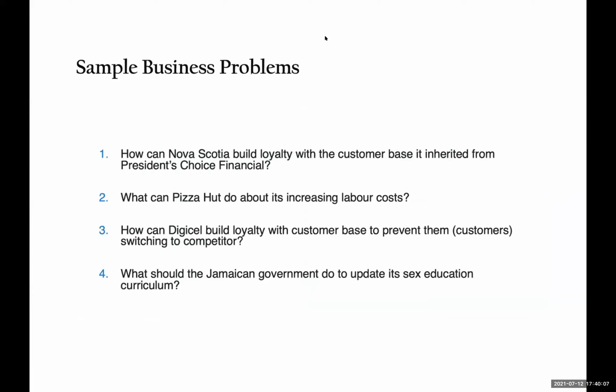So what you're doing is something similar. You're coming up with a business problem, a marketing research related business problem. And these are examples of the business problem. You can take a photograph of it.